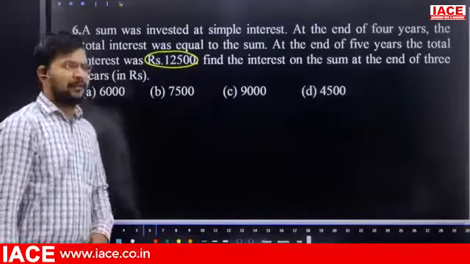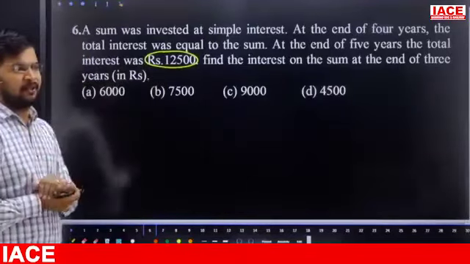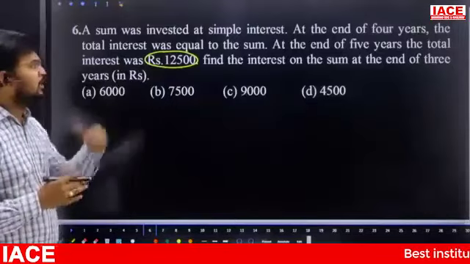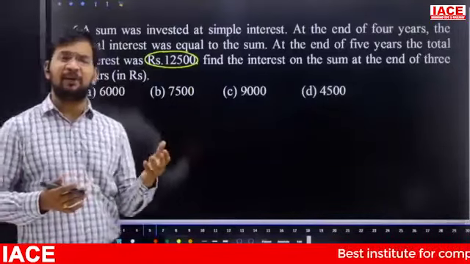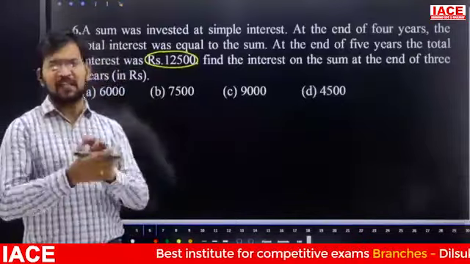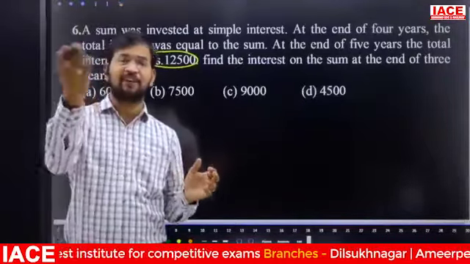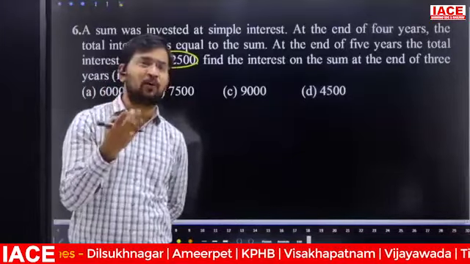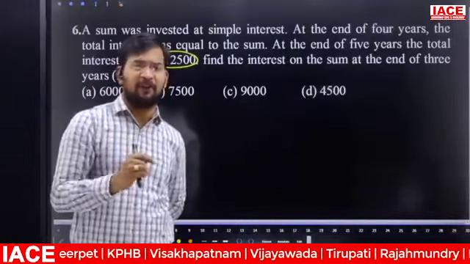So look at me, all of you. First of all, I will explain orally. A sum was invested at simple interest. I don't know the sum, so I assume it as 100. After 4 years, the interest will be equal to the sum, so the interest is also 100 after 4 years. In 4 years, interest is 100 rupees, so every year it is 25. Therefore, the rate of interest is 25%.